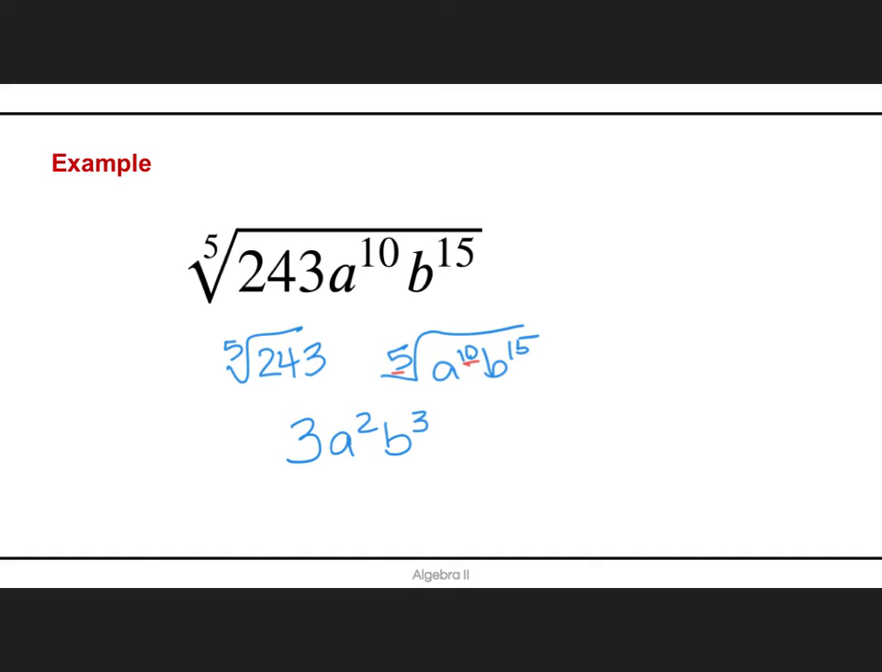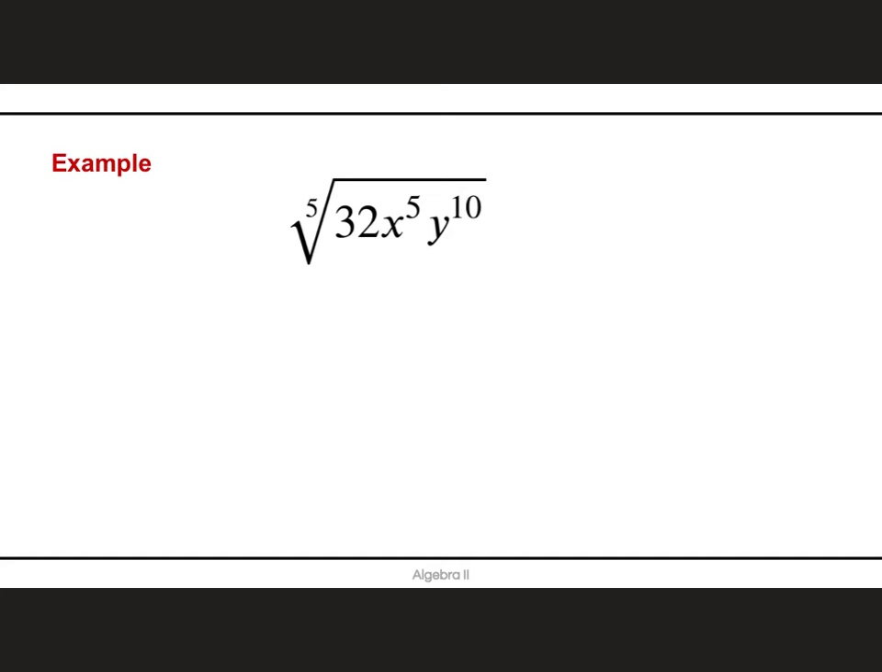Next. Sorry about that. Okay, next. The 5th root of 32, x to the 5th, y to the 10th. So that's going to be the 5th root of 32, and then the 5th root of x to the 5th, y to the 10th. The 5th root of 32, something you should know, equals 2.